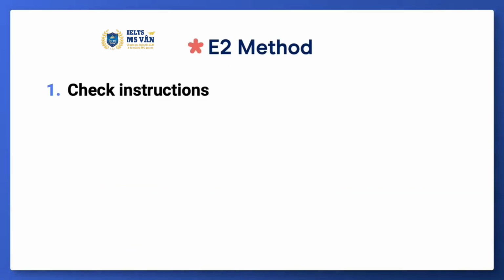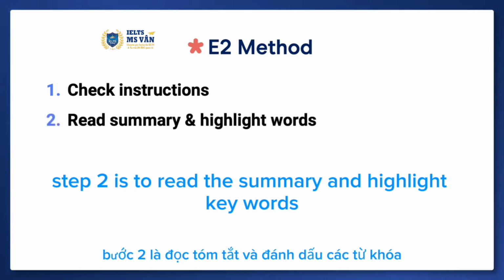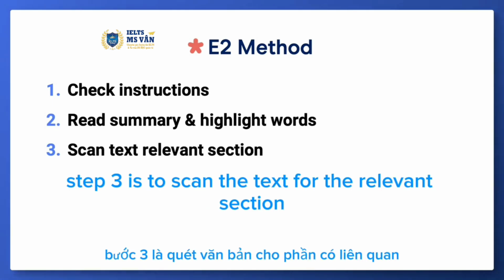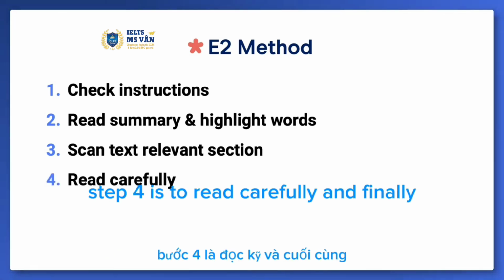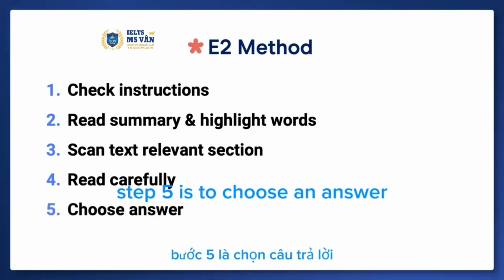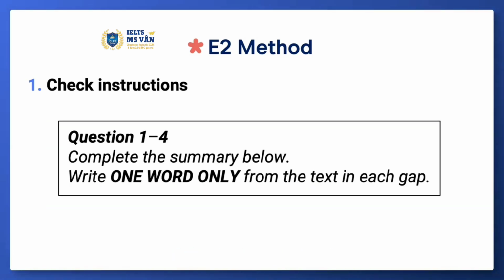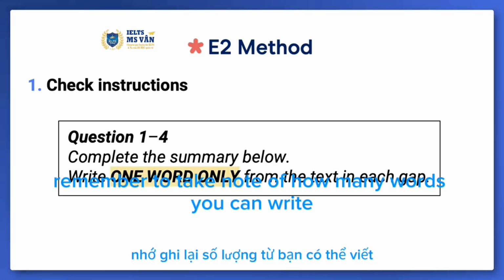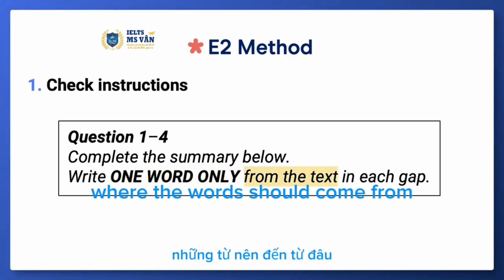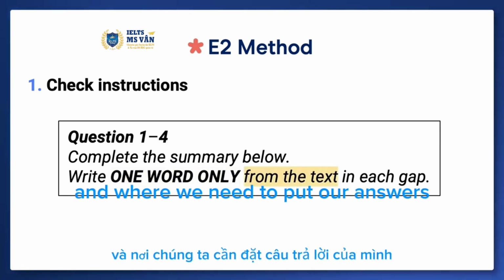Step 1 is check the instructions. Step 2 is to read the summary and highlight keywords. Step 3 is to scan the text for the relevant section. Step 4 is to read carefully. And finally, step 5 is to choose an answer. Step 1, we need to check the instructions. Remember to take note of how many words you can write, where the words should come from, and where we need to put our answers.